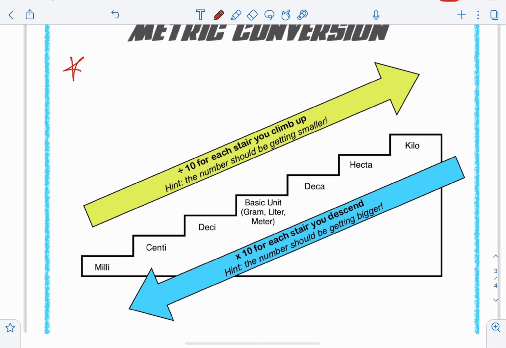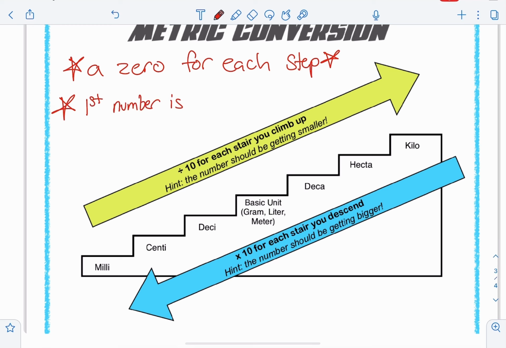Another way of thinking of that is a zero for each step. So add this to your paper, a zero for each step. And then the first number is a one. So you're always going to use a one first because it's going to be in units of 10, 100, 1,000, 10,000, and so on. And then for each step that you go up or down, you're going to add a zero.